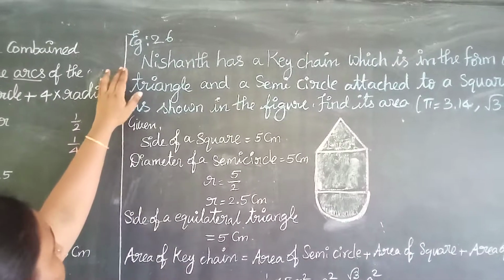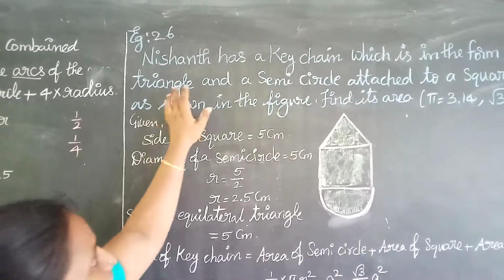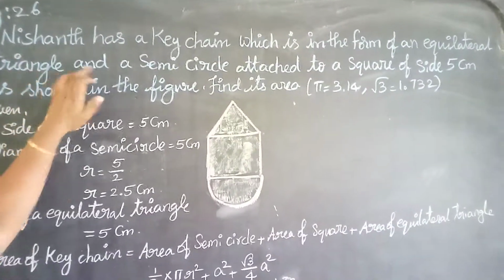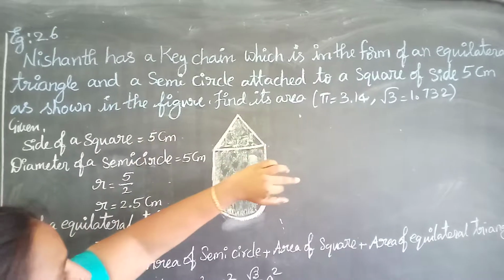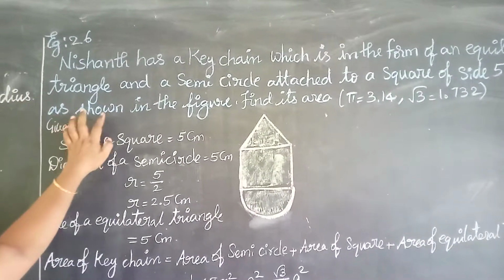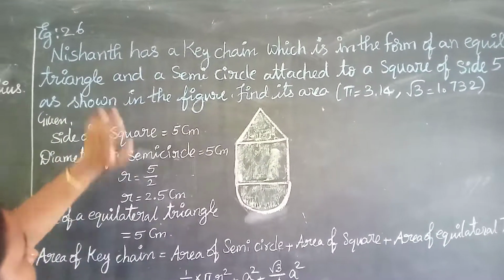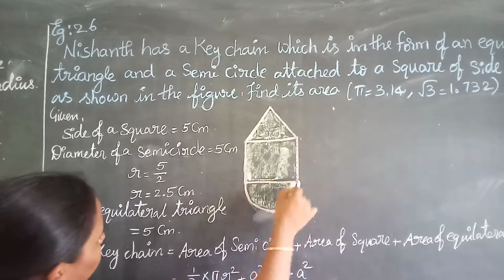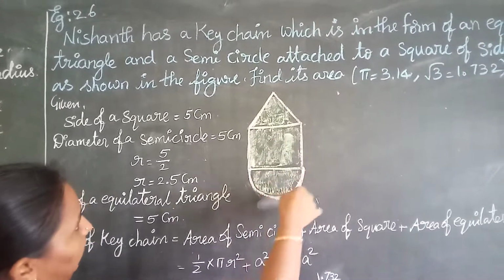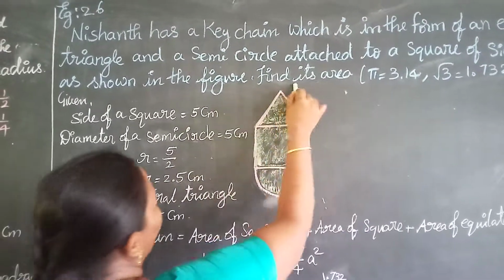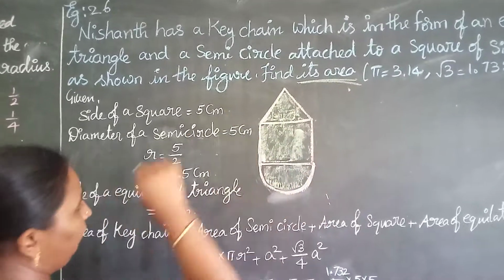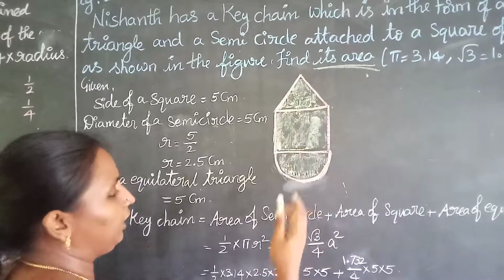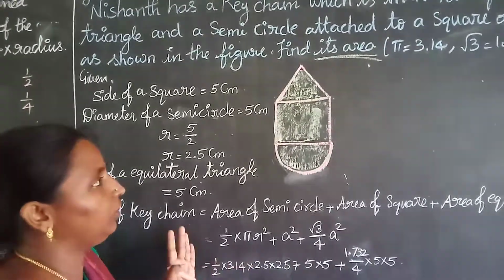Now we move on to example 2.6. Nishant has a keychain which is in the form of an equilateral triangle and a semicircle attached to a square of side 5 cm as shown in the figure. So Nishant has a keychain like this, that is equilateral triangle and a square and a semicircle is attached like this. So we are going to find the area of the given figure. Already I told how to find area of the combined shape. Now we have to find separately and then add that. Otherwise you can add directly.